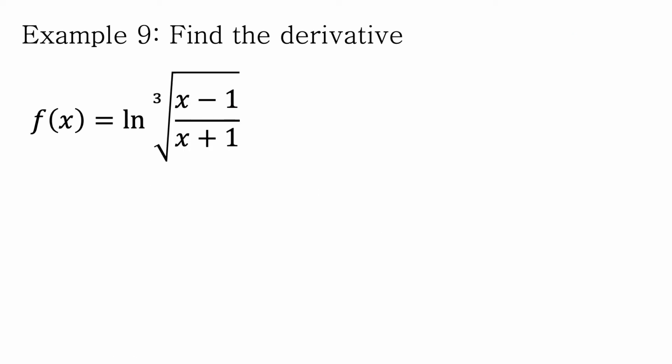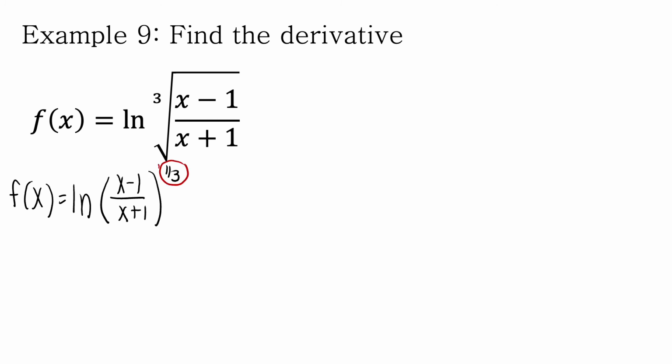Okay, for our last example today, we want to find the derivative of the natural log of the cubed root of x minus 1 over x plus 1. So I'm going to do a rewrite step here where I take that cubed root and just make it the 1/3 power. So this is really my function, f of x is the natural log of x minus 1 over x plus 1 to the 1/3 power. Now that I can clearly see it's a power, I'm going to bring it down to the front. So this is my function, f of x is just 1/3 times the natural log of x minus 1 over x plus 1.